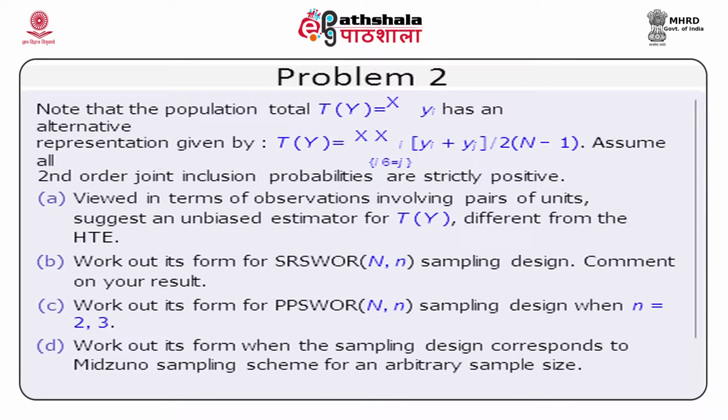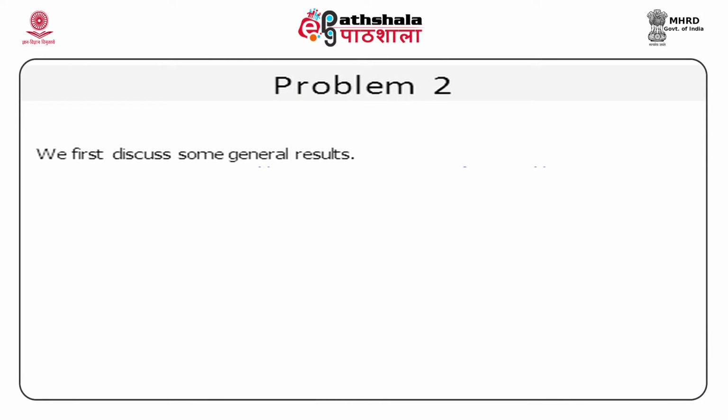Okay. So, let us note once more that the population total, that is a first order representation, summation y I. It also has a second order representation involving pairs of observations, T y equal to double summation y I plus y j divided by etc. That suggests that you can also come up with an alternative estimator for the same population total. That is the question number A. Viewed in terms of observations involving pairs of units, suggest an unbiased estimator. Okay? Can you continue? We first discussed some general results.